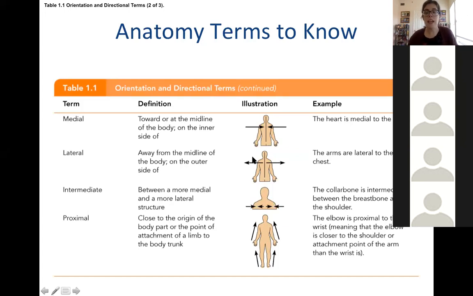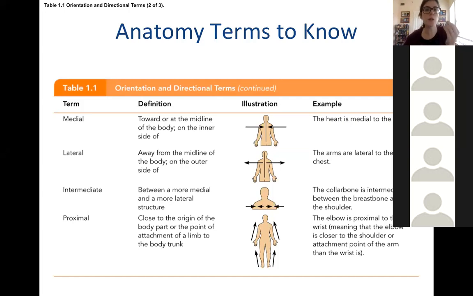Okay, now when we get to limbs, we can't use superior and inferior. Why? If our hand is down at our side, then the most superior part is going to be the shoulder. However, if we raise our hands, now all of a sudden the shoulder is inferior. It's pointing down.